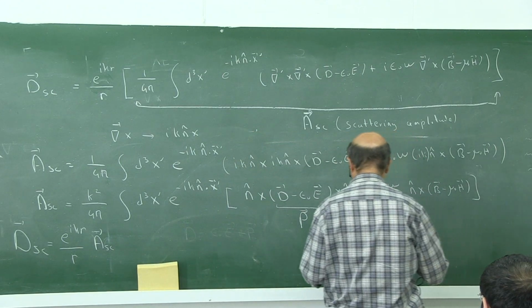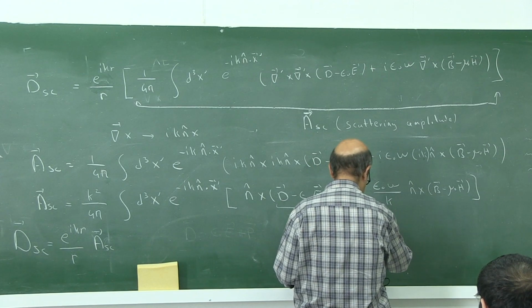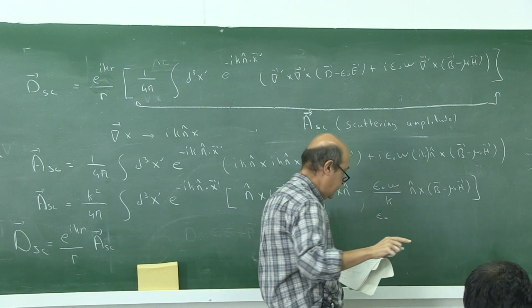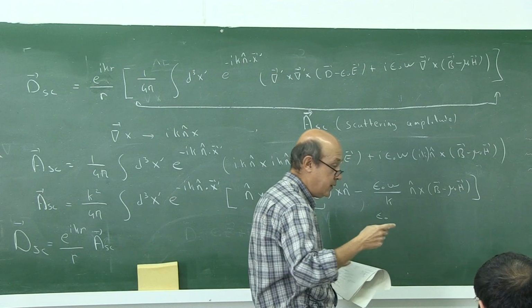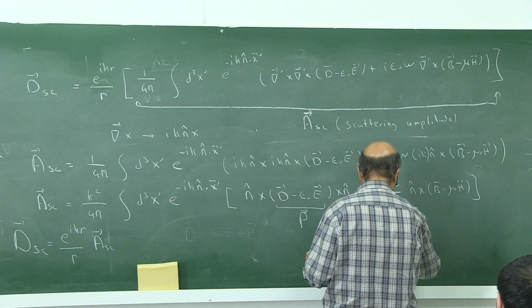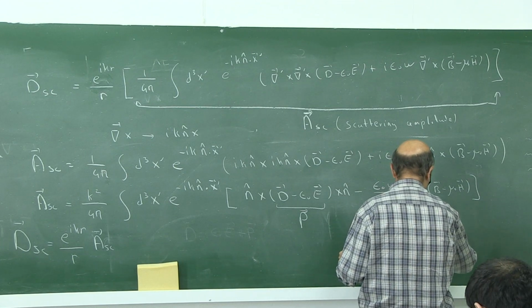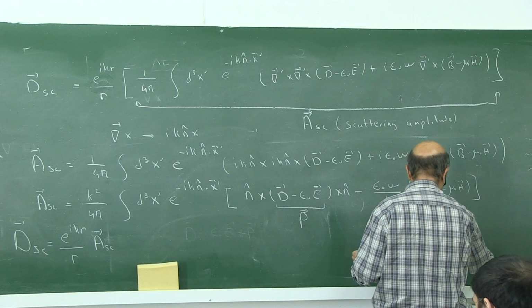If you look at the other term, do the following things. I'll quickly play with the units. So say epsilon 0 omega over k is equal to what? C multiplied by C divided by C. That will be C square over C. And that is n cross B minus mu 0 H.